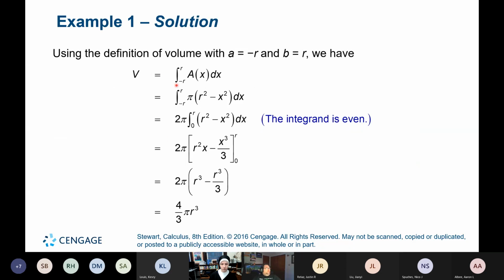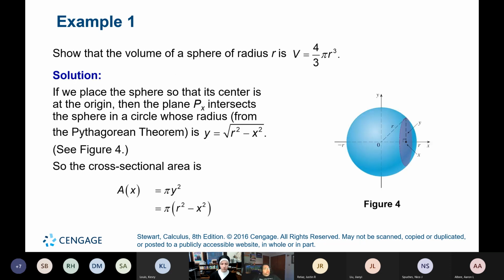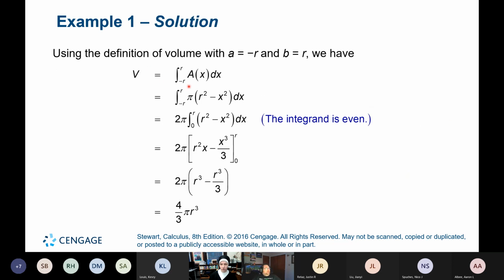Okay, so when we're looking at this one, actually, we'll go back 1 second. We're looking at it from the negative r value all the way over to this r value. We're going all the way across the sphere. So when we have our integral, we're going from negative r to r. Now, a sphere is obviously symmetrical, so we don't necessarily have to go from negative r to r. We can go from 0 to r and just multiply it by 2.